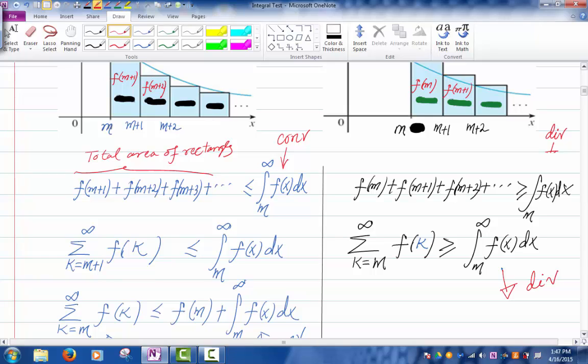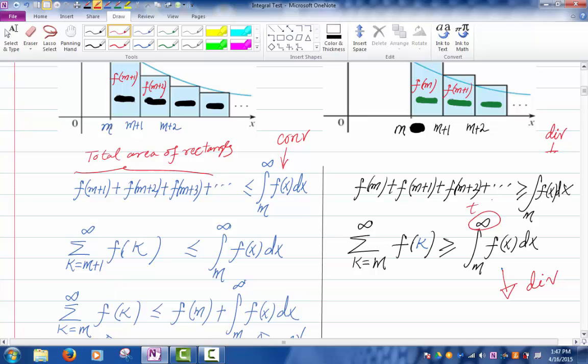If I put t here instead of infinity, and I look at the integral from m to t of f, then what we are saying is that as t goes to infinity, the integral goes to infinity, right? So that would mean that the series must be divergent as well, right? If you look at the partial sums of the series, the partial sums are going to infinity.